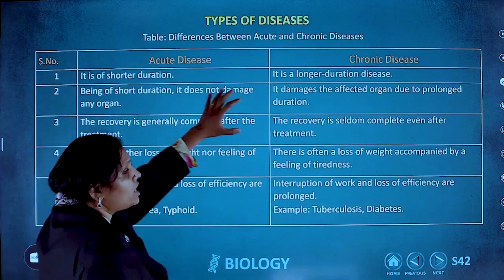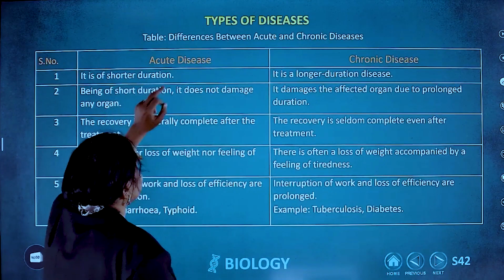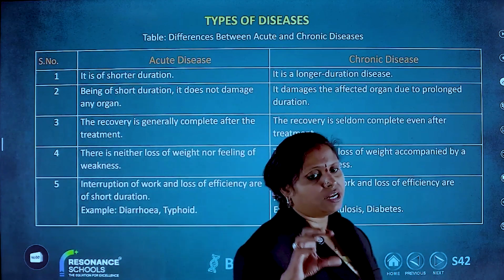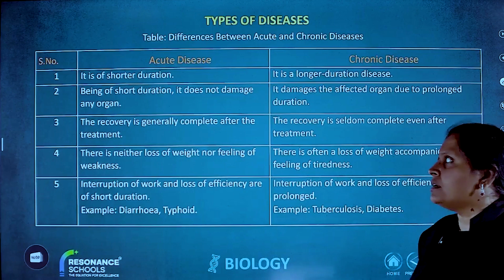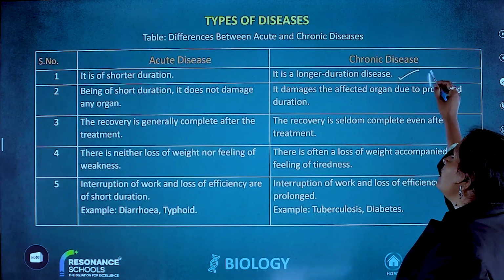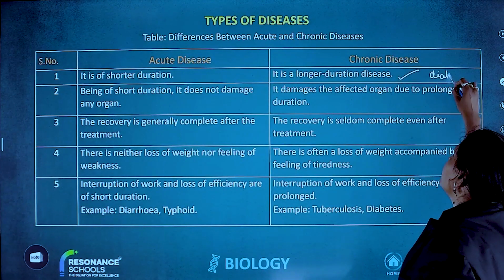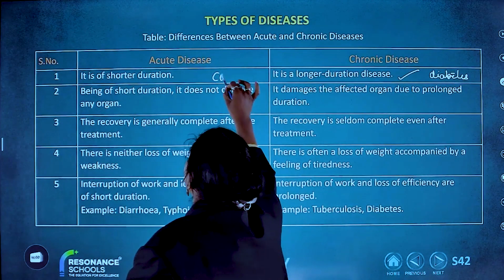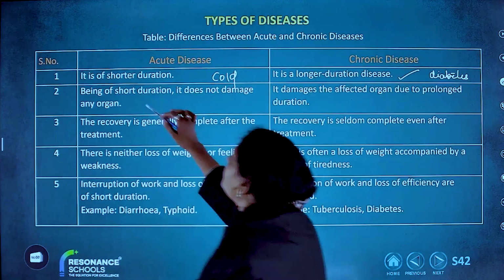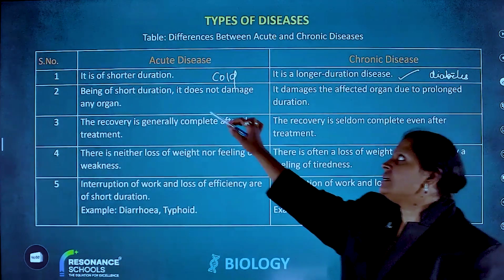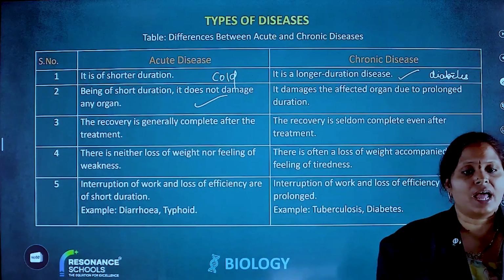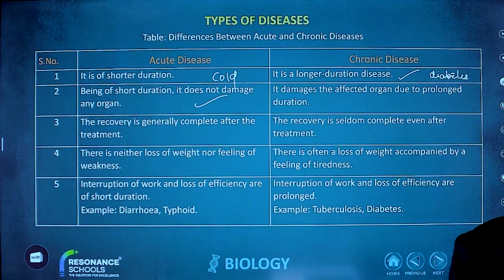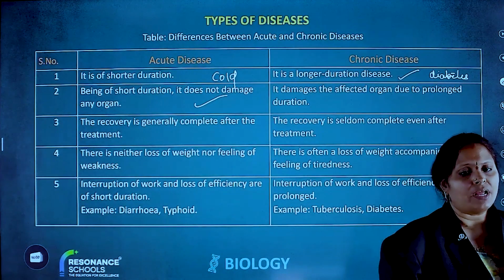Acute and chronic differences. Acute, shorter duration, very short duration acute disease happens, and longer duration disease. Example, you can write diabetes here, and here you can write cold, common cold. Being of short duration, it doesn't damage any organ. Any organ will not be damaged here.